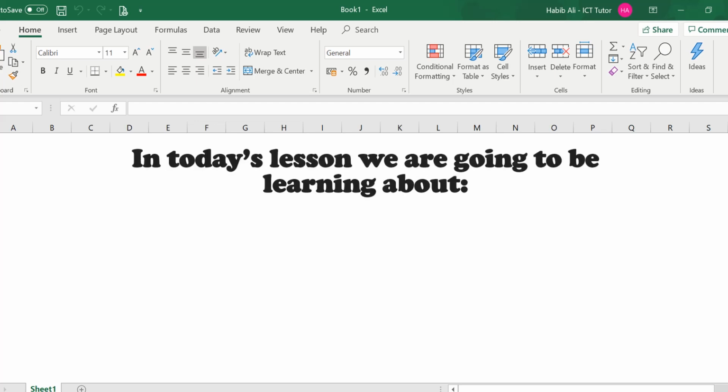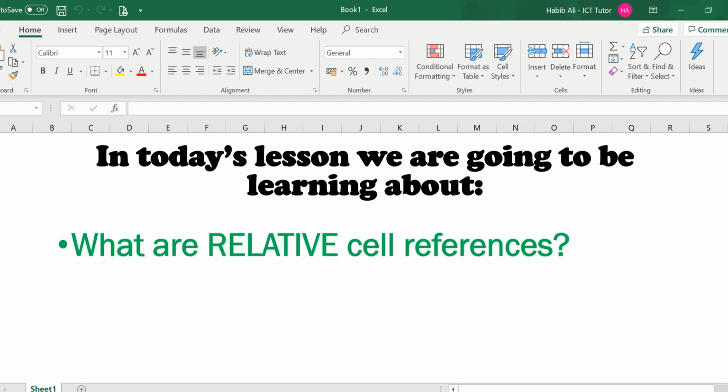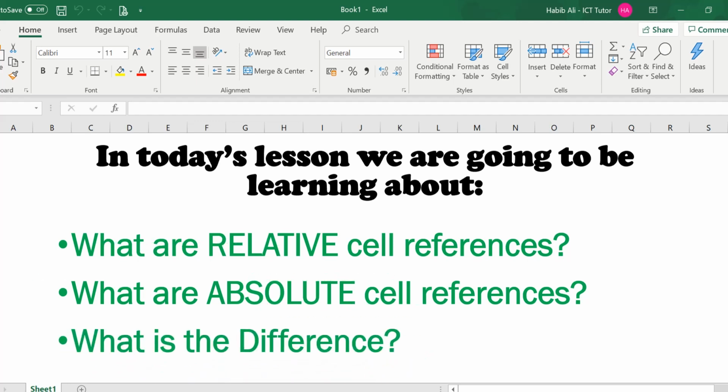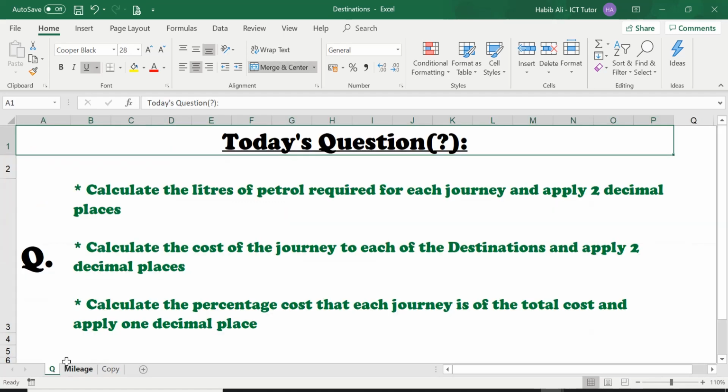So in today's lesson we are going to be learning about what are relative cell references, what are absolute cell references, and what is the difference between them. So here we are. Let's go ahead and have a look at today's questions.